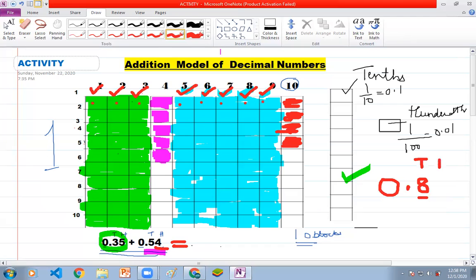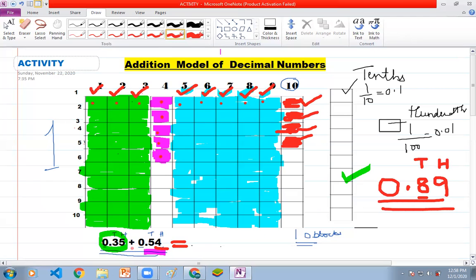Now I need to represent the hundredths place. For the hundredths place, I need to count the blocks. 1, 2, 3, 4, 5, 6, 7, 8, 9. 9 blocks I have, which are of pink and the red color. So 9 blocks are there. So 0.89 is the answer from the graph.